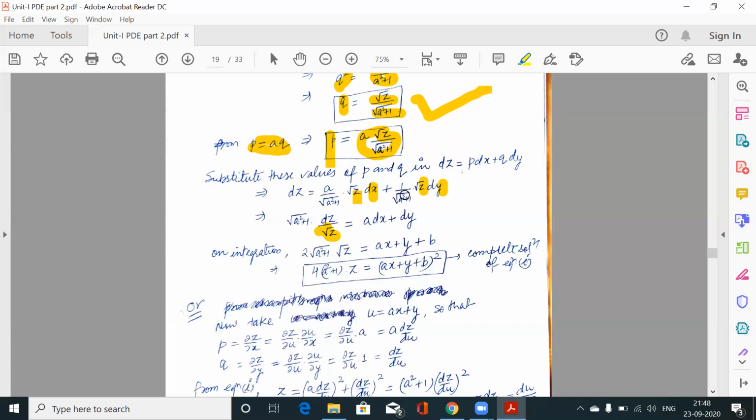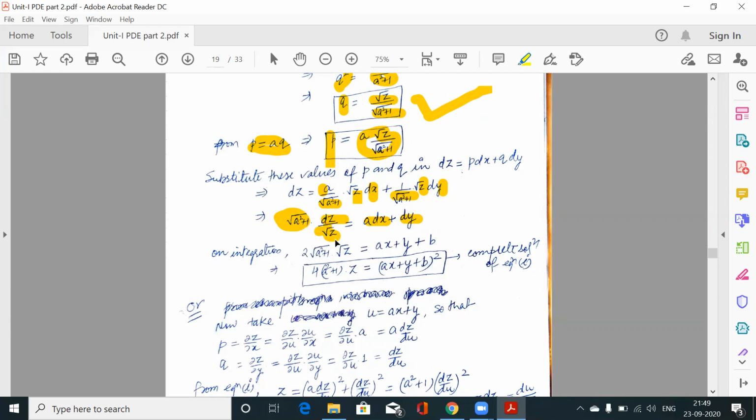So square root z is common, taking square root z common and bringing it on the left hand side, dz over square root z. And again this square root of a square plus 1 is common, so this will come as a multiplication on the left hand side. So square root of a square plus 1, dz over square root z, and what is left, a dx plus dy. Now these terms are integrable, because with dz we have terms with z only, and with dx we have a constant, with dy we have a constant, so these can be integrated.